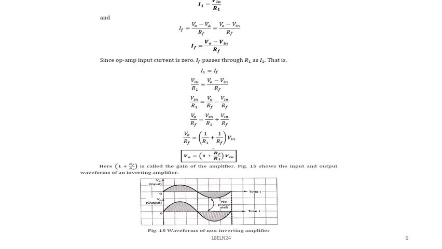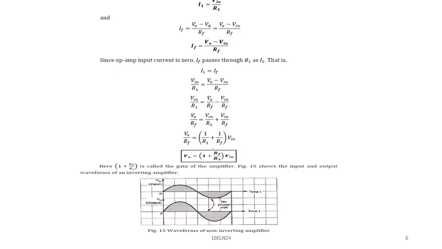The figure shows the input and output waveforms of a non-inverting amplifier. The input here considered is a sine wave, and the output is also the same. There is no phase shift between input and output. And again, here the gain will be decided by resistances RF and R1. So it's a very important circuit.